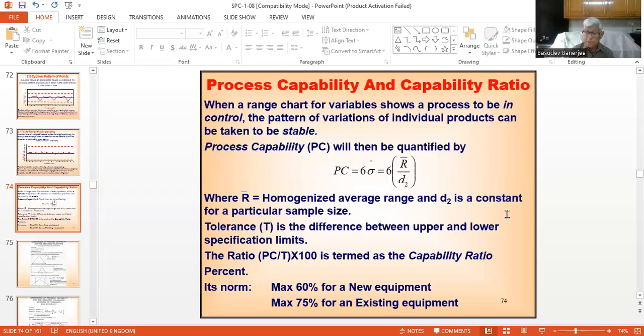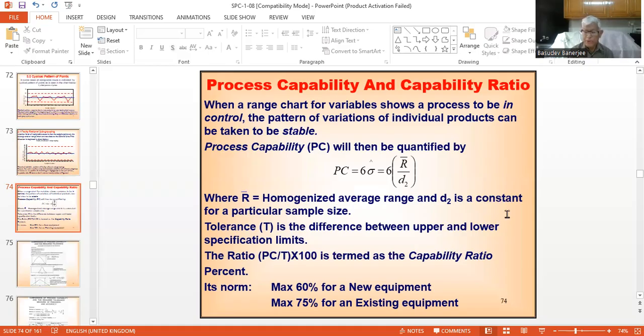Now, process capability, you write down, is the inherent process variability, that is variability observed in the process, influenced by chance or common causes only. If there are assignable or special causes, you cannot talk of capability.